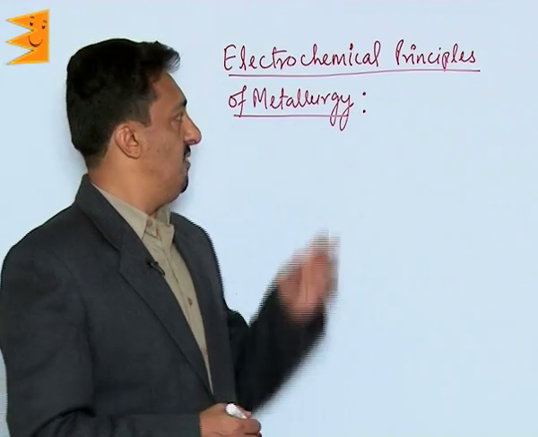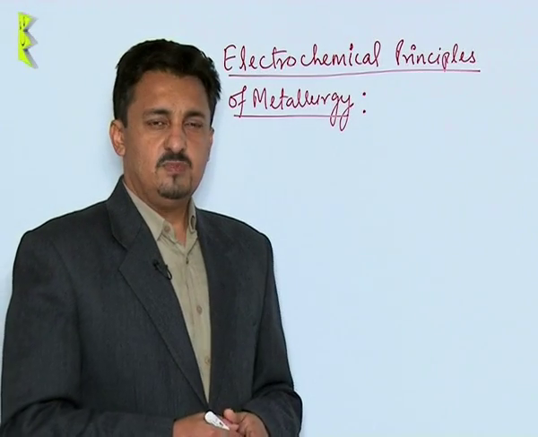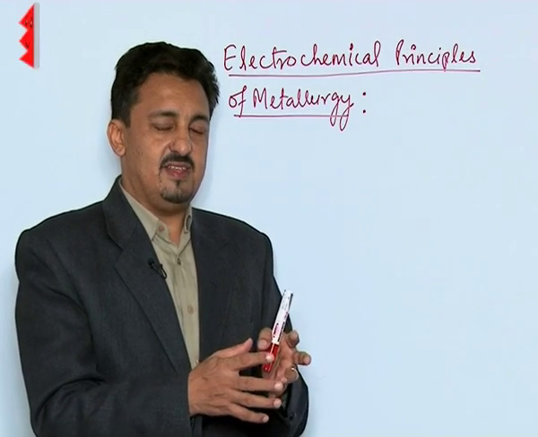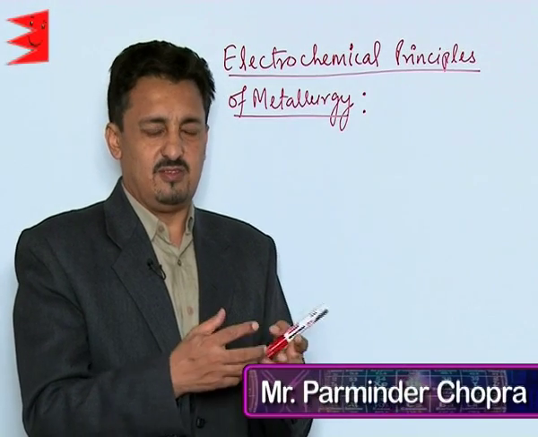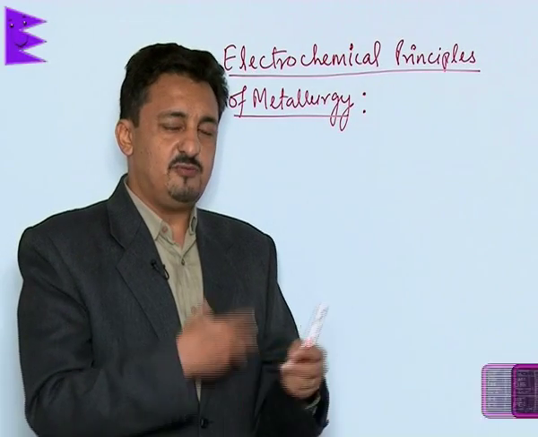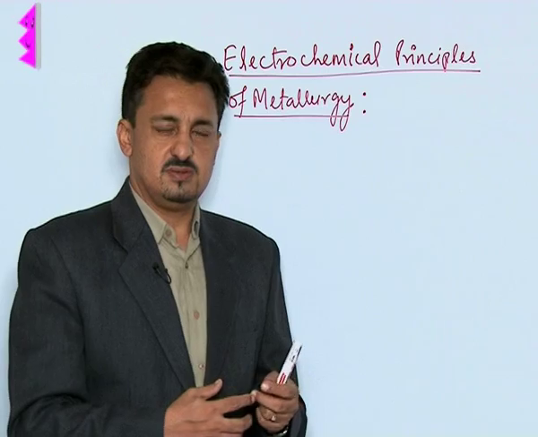Electrochemical principles of metallurgy. We have seen the thermodynamic principle, in which we mainly decide whether the reaction will be feasible or not on the basis of the delta G values. But yes, how we make it feasible is by increasing the temperature.